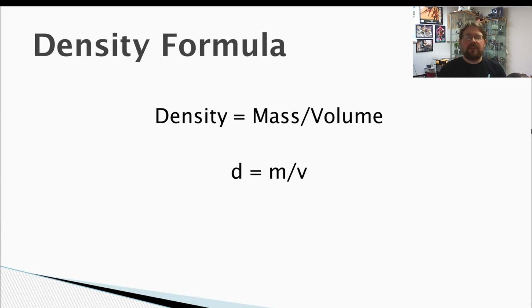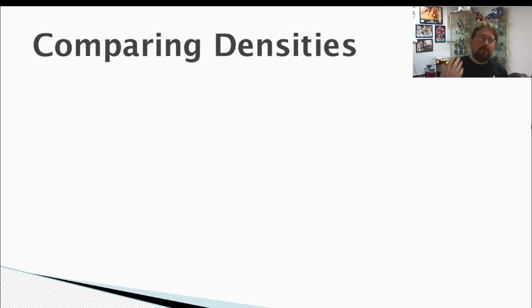The formula for density is mass over volume. We kind of just did that a little bit. Or abbreviated, D equals M over V. That's how you find the density of anything. You take its mass divided by its volume, and that gives you the density. Simple enough.